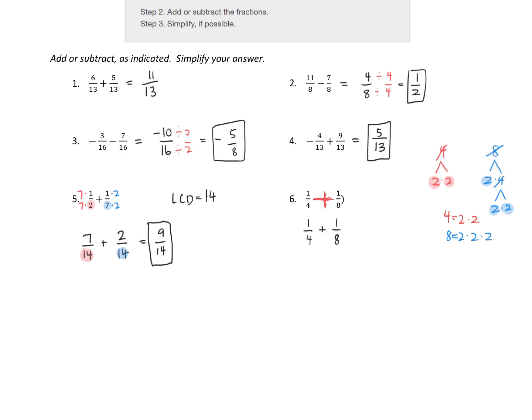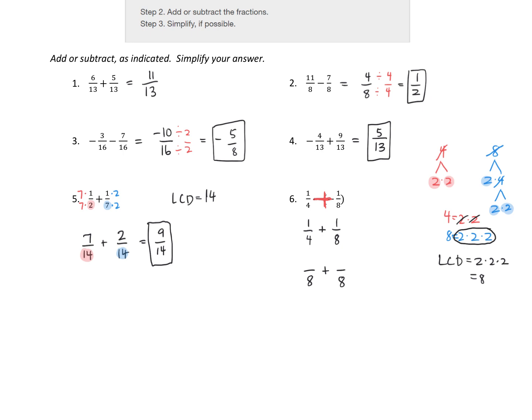So we use each different factor. 2 is the only factor that we have, and we want to use the one that appears the most. There are 3 2's in this list and only 2 2's in that list, so we use the longer list. So our LCD will be 2 times 2 times 2, which is 8. We want our fractions to both have a denominator of 8.